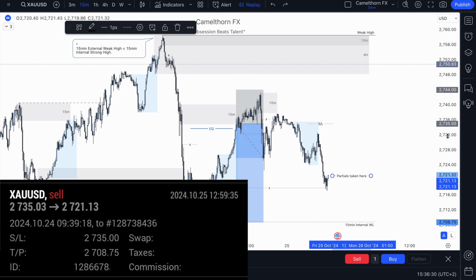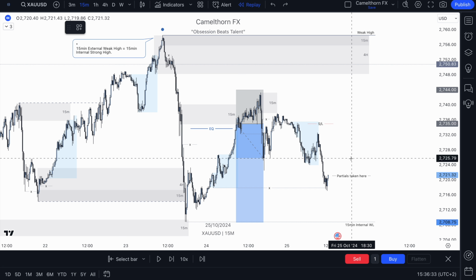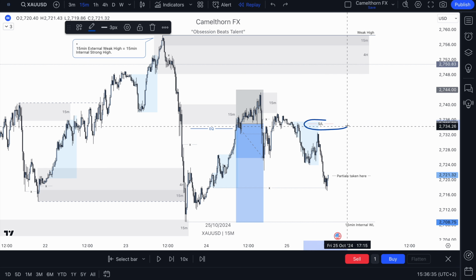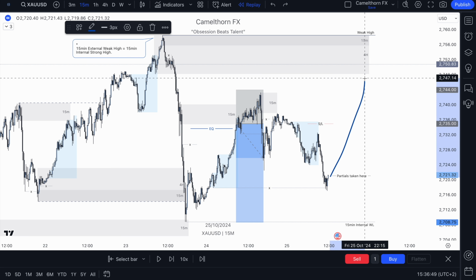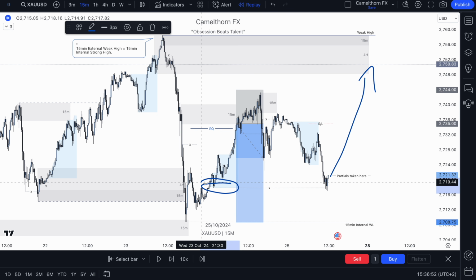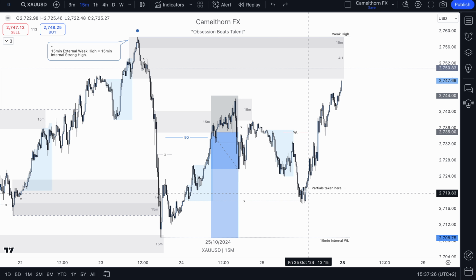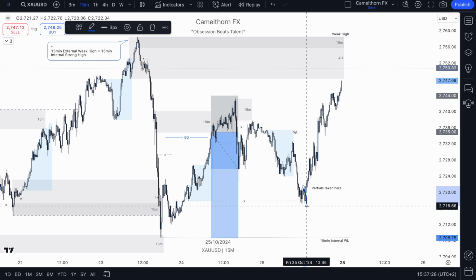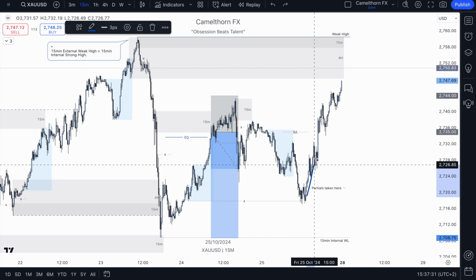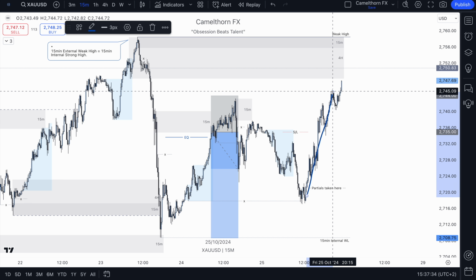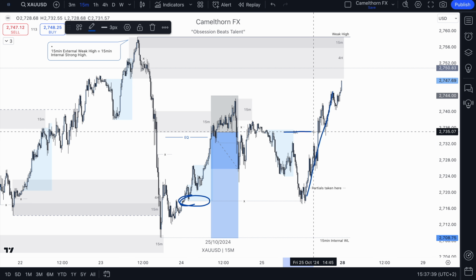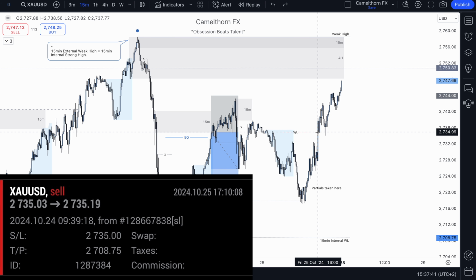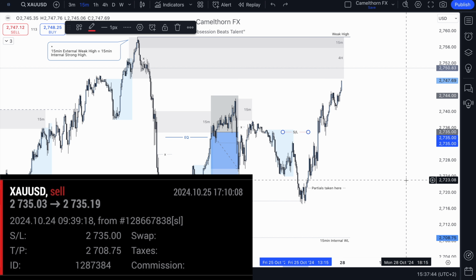2721.13. Not only did I take partials in this area, but I also moved my stop loss to break even just to ensure that I was now risk-free on this trade, just in case we did in fact see a strong bullish rally coming off of this liquidity sweep in here. After taking my partials, price action did try to rally lower but failed to do so, and instead, as anticipated, we saw a strong bullish reaction coming off of that liquidity sweep, which ended up closing out my remaining position for break even here at around about my entry point.